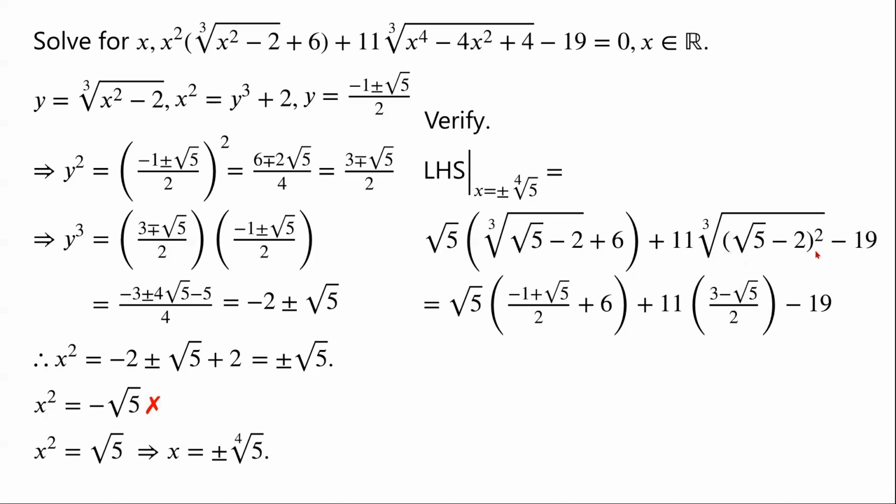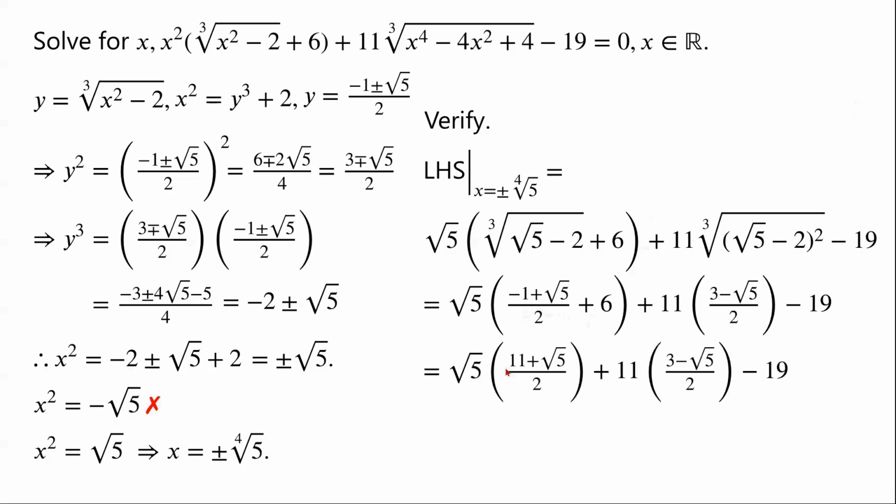Root 5 minus 2 is y cubed. So, the cube root of y cubed, all squared, is equal to y squared. We know that y squared equals 3 minus or plus root 5, over 2. From here, y squared equals 3 plus root 5, over 2 is discarded. So, y squared equals 3 minus root 5, over 2. 6 can be written as 12 over 2. 12 minus 1 is 11. So, we can now write 11 plus root 5, over 2 here. Root 5 times 11 over 2 is 11 root 5, over 2.